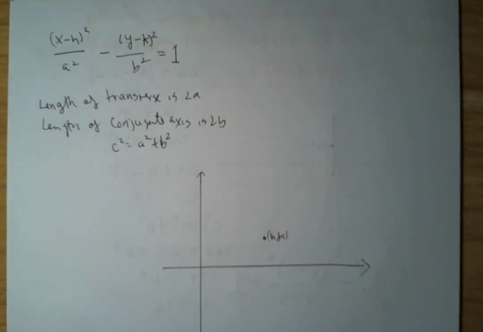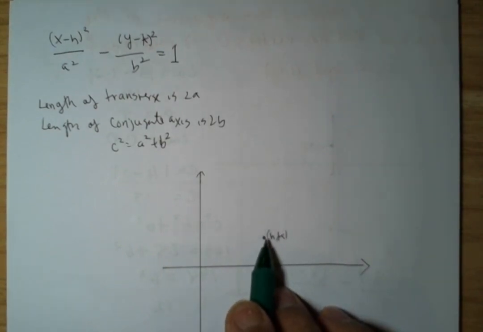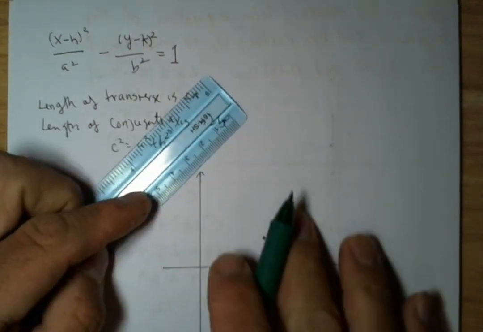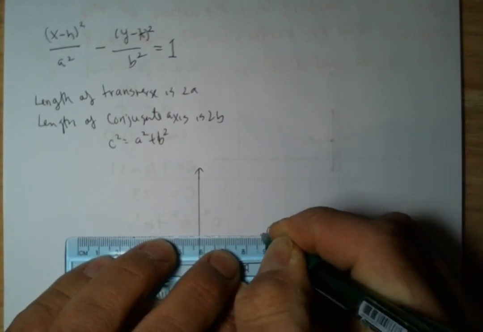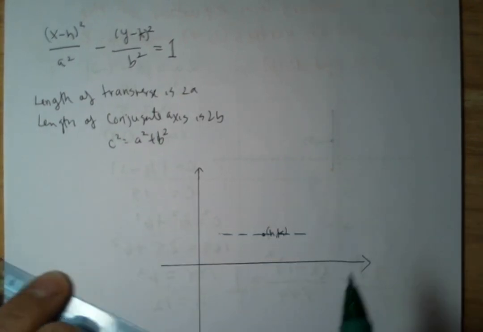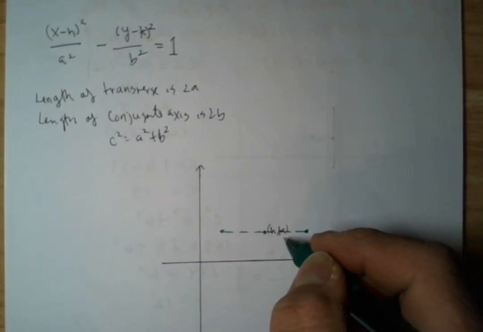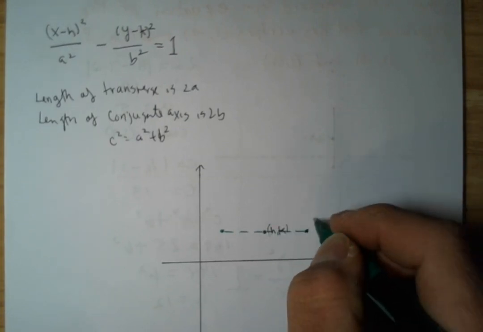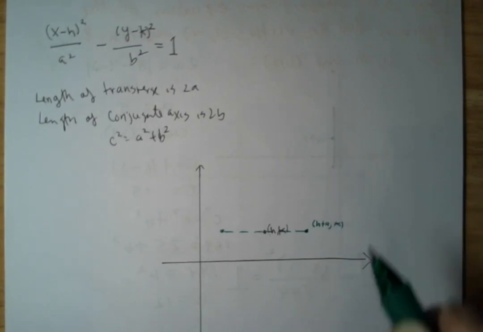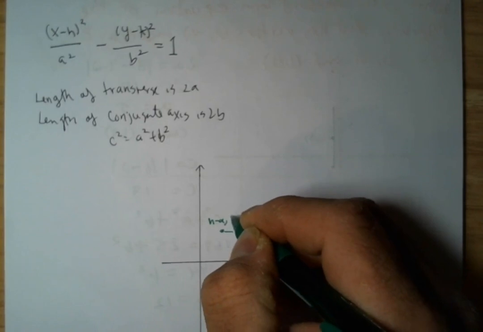Given this center (h, k), and I just chose it to be in quadrant 1, it's not required to be there. It may be anywhere on our coordinate system, but we'll keep it there. Our transverse axis is horizontal. Whatever the value for a is, since the length is 2a, half of that distance is a, so one of the vertices would be (h plus a, k). K remains the same since we only move in the horizontal direction. And over here, we'd have (h minus a, k).